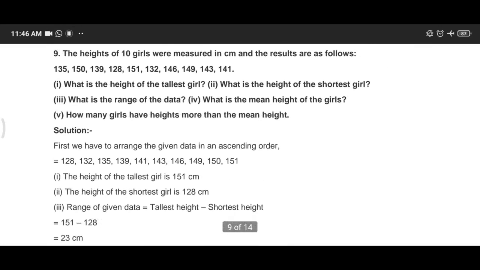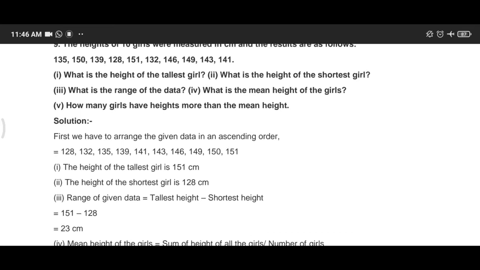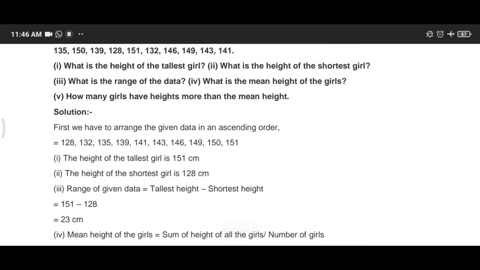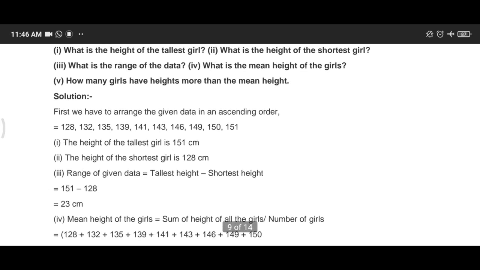Now question number 9, the heights of 10 girls measured in centimeters are as follows. These are the heights. Now what is the height of the tallest girl? So here you can see 151 is the height of the tallest girl. What is the height of the shortest girl? So 128 will be the height of the shortest girl. And what is the range of the data? So the range of the data is 151 minus 128, highest value minus lowest value, tallest height minus shortest height, then we get 23.